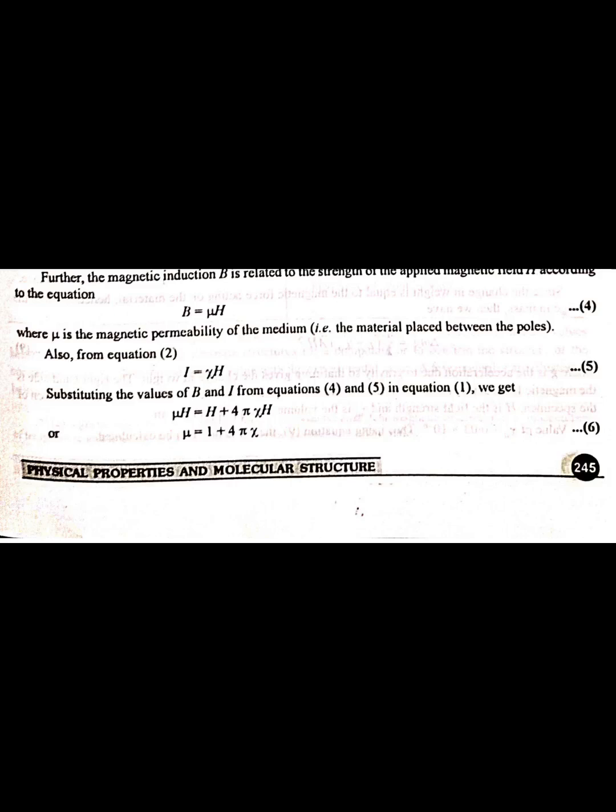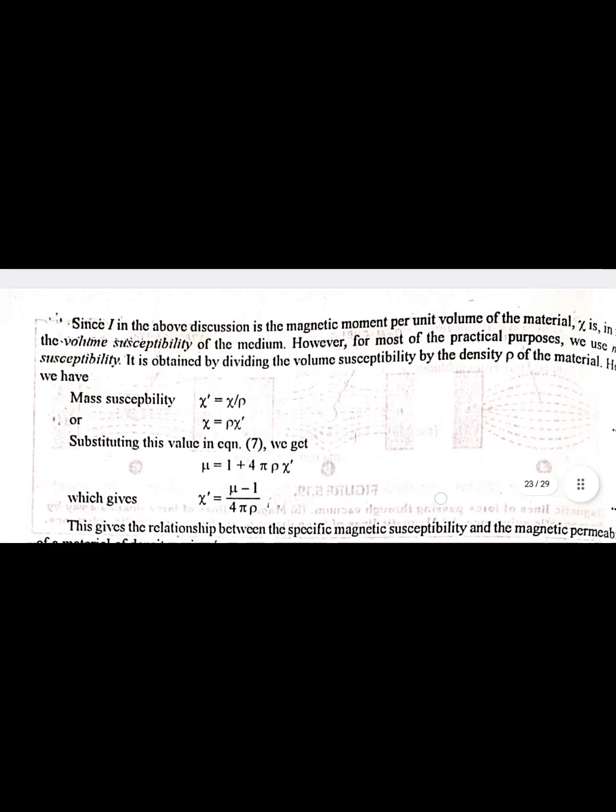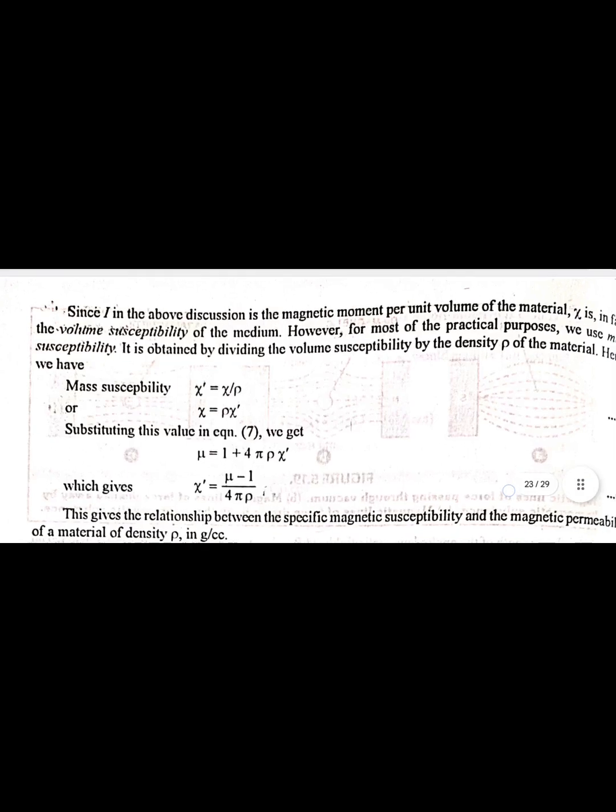Substituting the value of B and I from equation 4 and 5 in equation 1, we get mu H is equal to H plus 4 pi chi H. Mu is equal to 1 plus 4 pi chi, equation 6. Since I in the above discussion is the magnetic moment per unit volume of the material, chi is in fact the volume susceptibility of the medium.